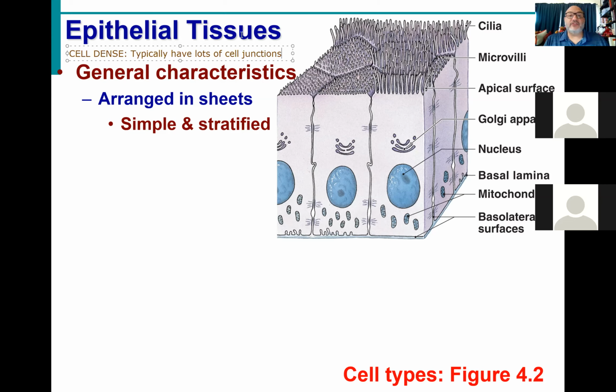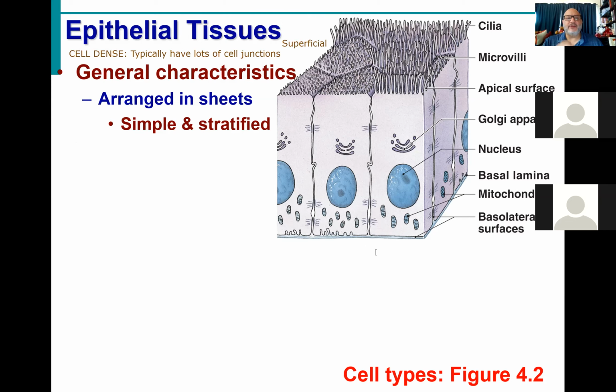As we talked about, epithelial tissues are superficial. They're lining the surfaces inside and outside. So part of that, as we talked about, is needing to form a barrier.